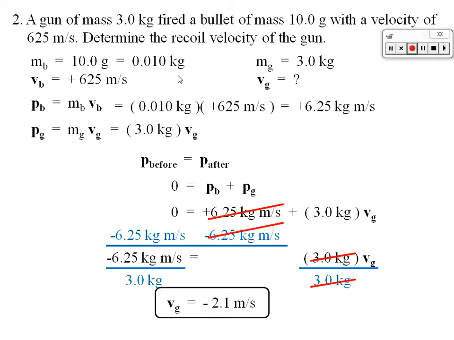Okay, and my answer, v sub g, is equal to this calculation, which turns out to be negative 2.1 meters per second. If the bullet moved to the right, which I designated as the positive direction, then the gun is going to recoil in the negative direction.